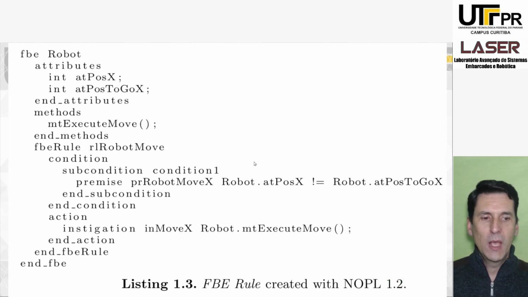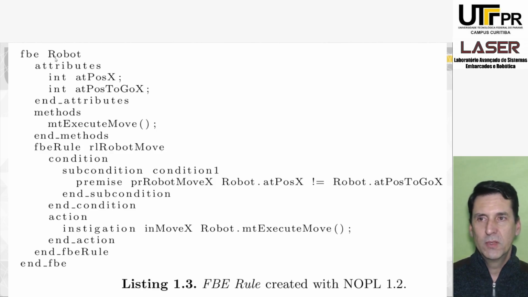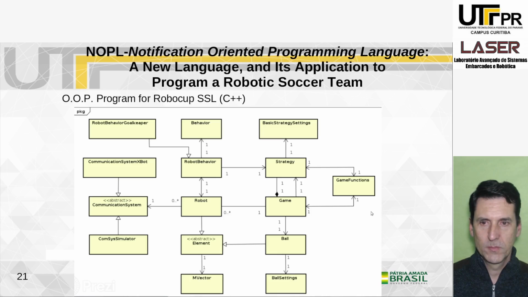So in NOPL 1.2 we included the rules inside of the FBAs. We call it FBA rule, so every instance of this FBA has a version of these rules. So we put our rules inside the FBAs, and we can instantiate 6 robots, for example, and each of the 6 robots would have all the rules with this word here, robot, which is the same name as the FBA. The system automatically creates the rules for each instance.